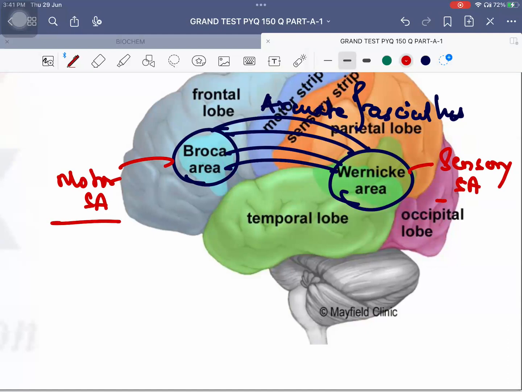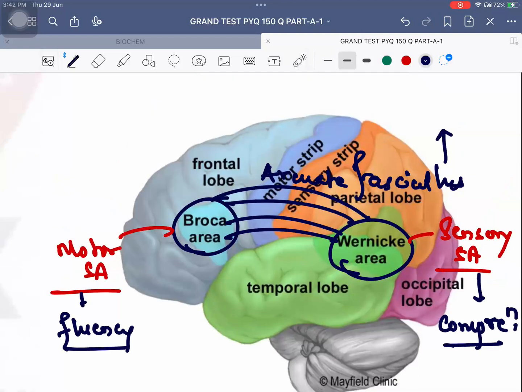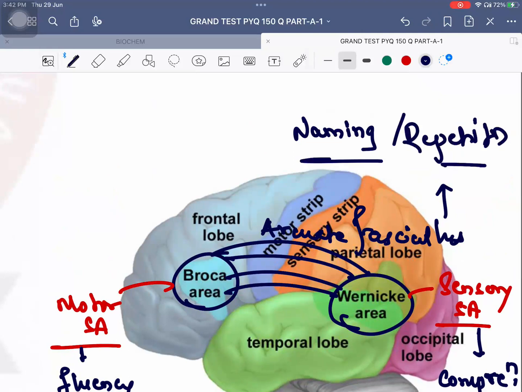So what should be the function of Broca's area, guys? It is responsible for fluency of speech. Whatever you are able to speak, तुम बात कर पा रहे हो, वो Broca's area की वजह से. What is the function of Wernicke's or sensory speech area? It is comprehension, that is your understanding. जो मैं बोल रहा हूँ वो समझ पा रहे हो because your Wernicke's area is intact. And what is the function of arcuate fasciculus? शाबाश, very good. It is naming and repetition. तुम्हें चीजों के नाम पता है या फिर you are able to repeat whatever I'm saying. That is because your arcuate fasciculus is intact.